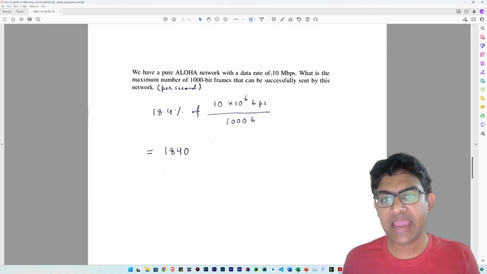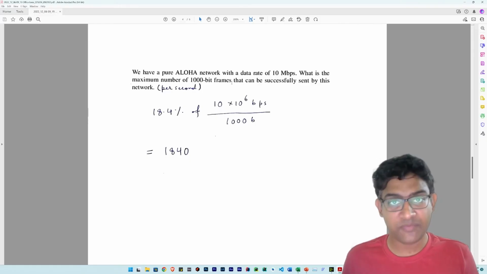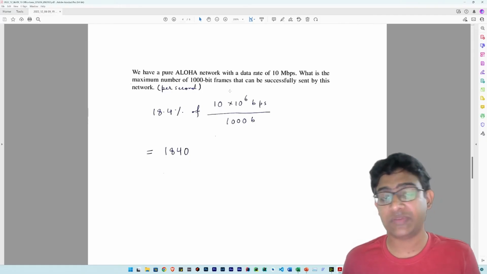So the channel can carry data at this rate, 10 Mbps is what I've written here. If the efficiency was 100%, then how many 1000 bit frames could we have transmitted per second? Well, we take the bandwidth divided by the size of the packet. But we can only transmit 18.4% of that because it is a pure Aloha network. And the answer comes out to be 1840 1000 bit frames per second, because the rest of the frames would probably get corrupted because of collisions.